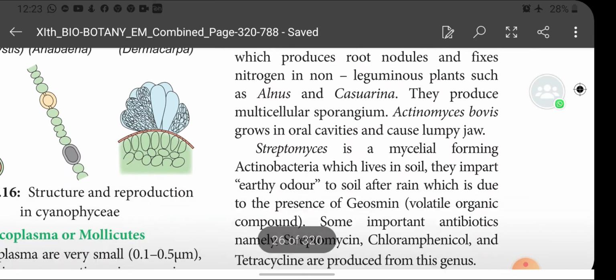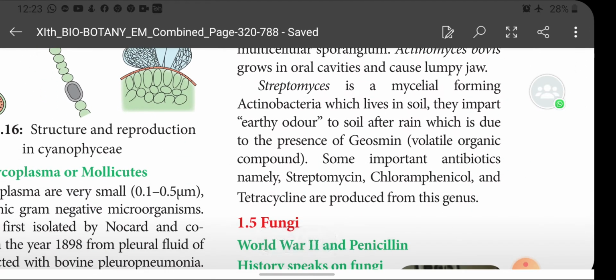Next, Streptomyces is a mycelial-forming actinobacterium which lives in soil. They impart an earthy odor to soil after rain, which is due to the presence of geosmin, a volatile organic compound. Some important antibiotics, namely streptomycin, chloramphenicol and tetracycline, are produced from this genus. Streptomyces is also an actinomycete bacterium, a form of actinobacteria which lives in soil.